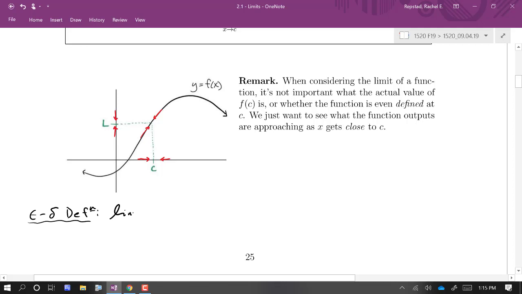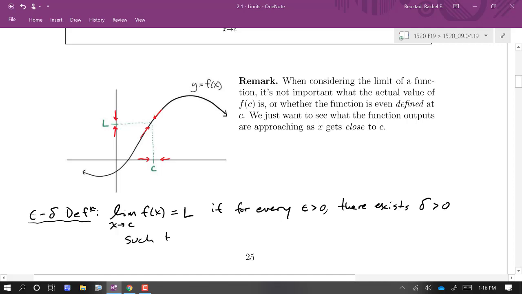The limit as x approaches c of f of x equals L if for every epsilon greater than 0 there exists a delta greater than 0 such that the absolute value of f of x minus L is less than epsilon whenever the absolute value of x minus c is less than delta.